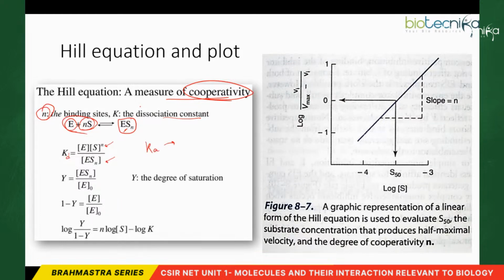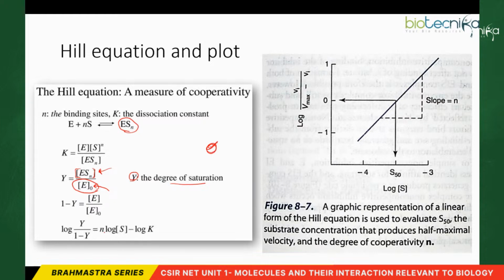So here we define something called degree of saturation, which we represent as Y, or even in some proteins we can also represent it with theta. Now, this is given by the total number of binding sites, which means the total number of enzymes, E0, in the denominator. In the numerator, how much is bound with the substrate, meaning the concentration of ESn, that is, how much is in complex with the substrate.